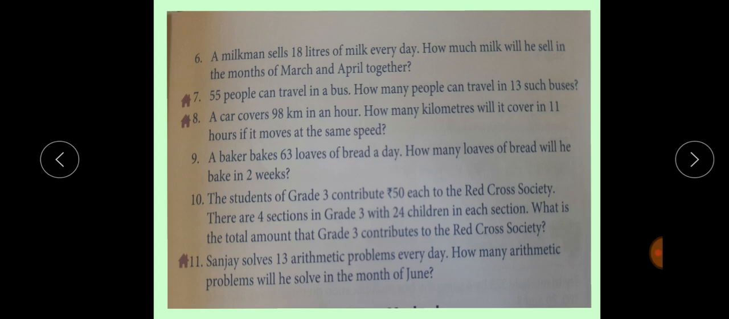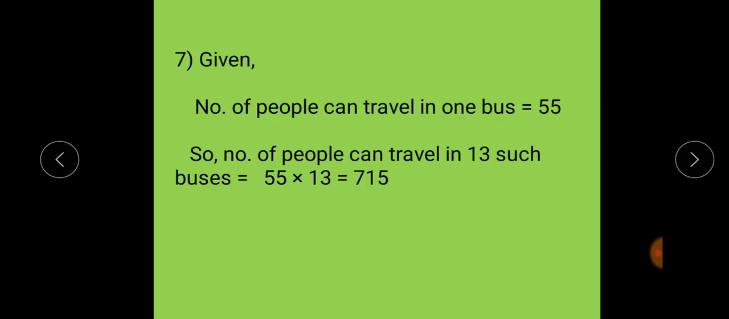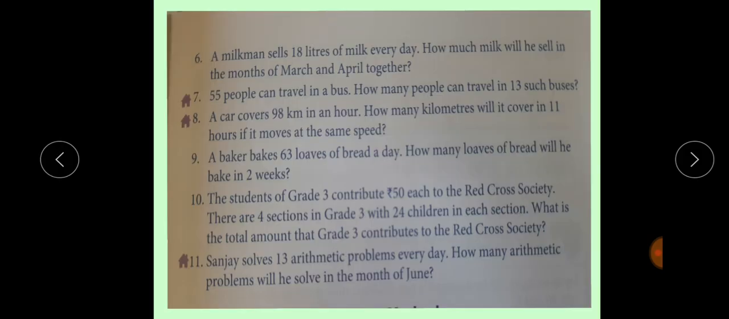Okay children. Seventh question: 55 people can travel in a bus. How many people can travel in 13 such buses? It's very easy. The number of people who can travel in one bus is 55. So in 13 buses, the total number of people who can travel is 55 into 13, which is equal to 715.